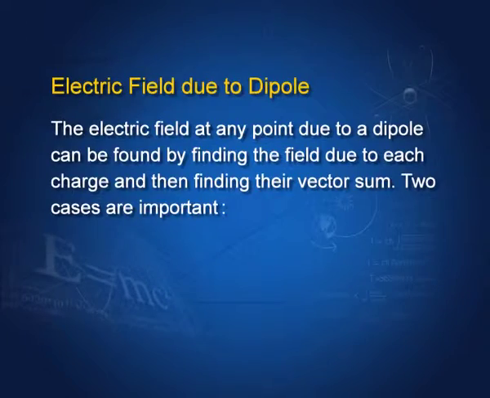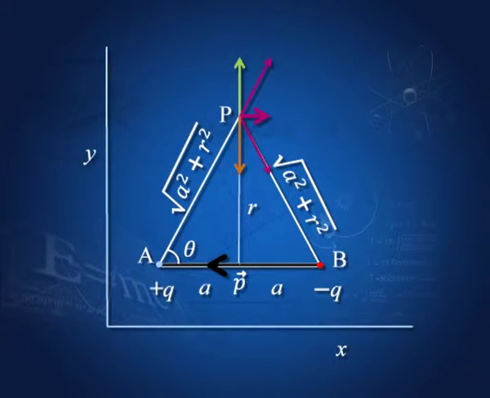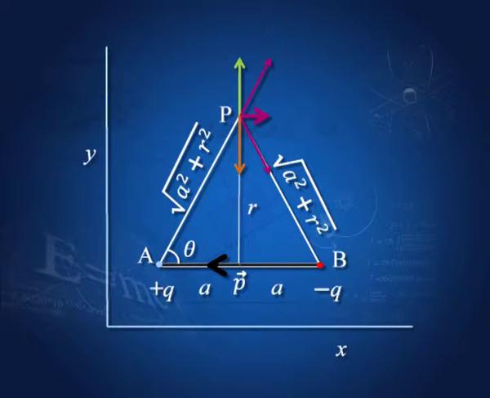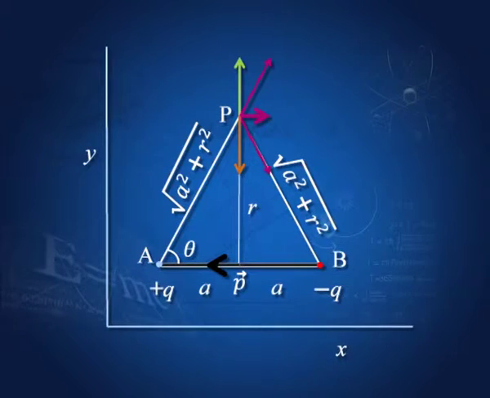Let us now find the electric field due to a dipole. It is a very simple thing. This is a positive charge, this is a negative charge. We find the field at the point P due to the positive charge, and the field at the point P due to this negative charge, and then we compound the two fields. This point P is on the equatorial line of the dipole, the line that divides the dipole into 2 equal parts and is perpendicular to the axis of the dipole.